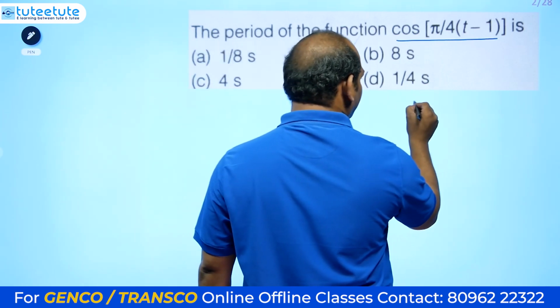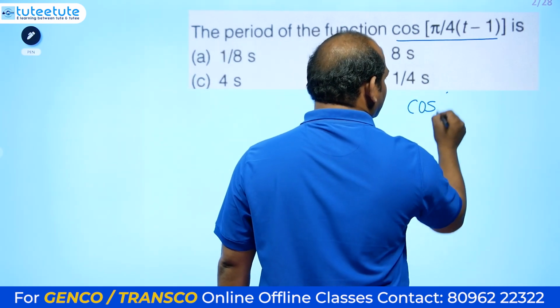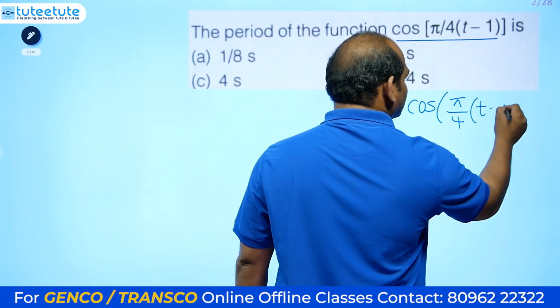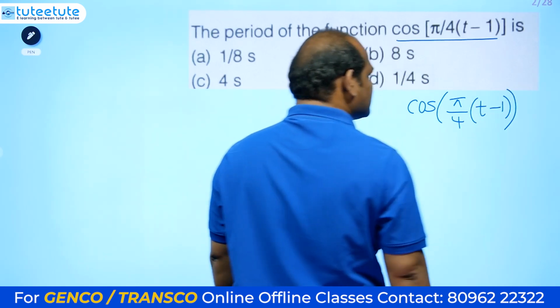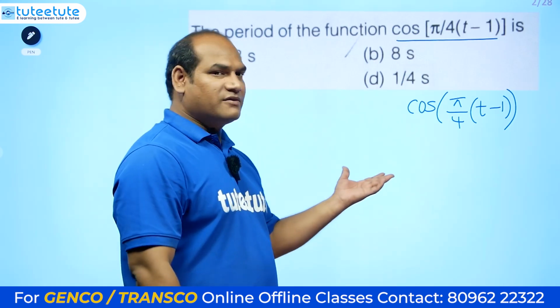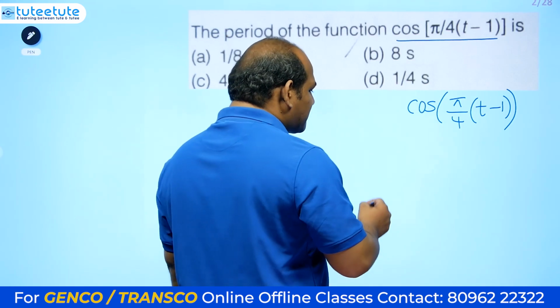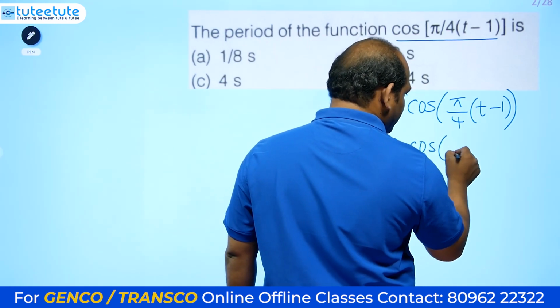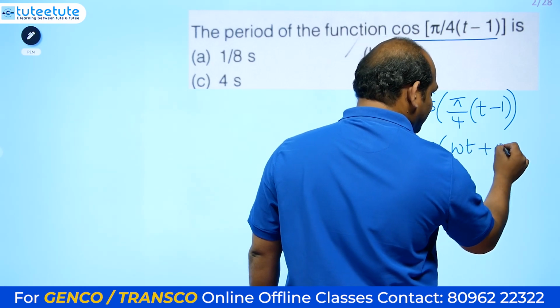So what is the function here? Cos of pi by 4 times t minus 1. This is the given signal. They are asking us to calculate the time period of this particular function. So what is the general representation of the cos function? A cos of omega t plus phi.